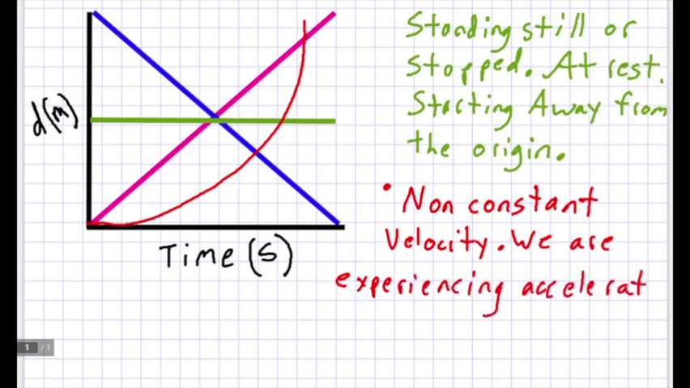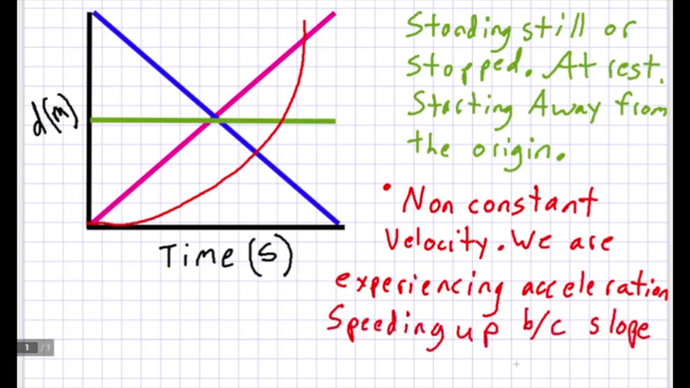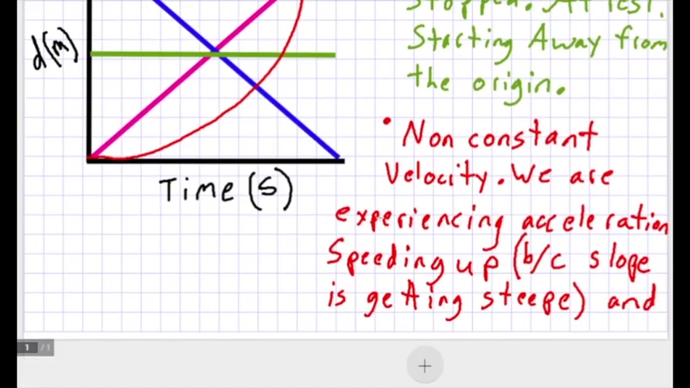We would say that the motion of this line is speeding up because the slope is getting steeper and steeper as time goes on. This makes sense because we said that velocity is the slope. If the slope is getting steeper and steeper, that means that our velocity is getting faster and faster. If our velocity is getting faster and faster, it means that we must be speeding up. Because our line is moving upward, it means that our distance is increasing. Therefore, we are moving away from the origin.